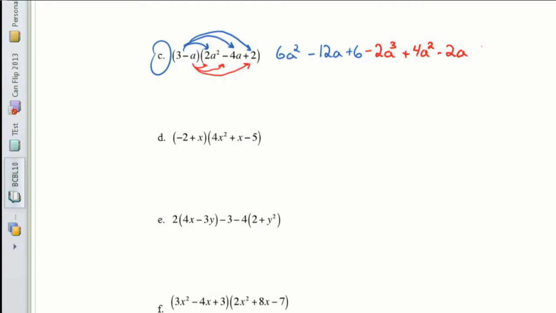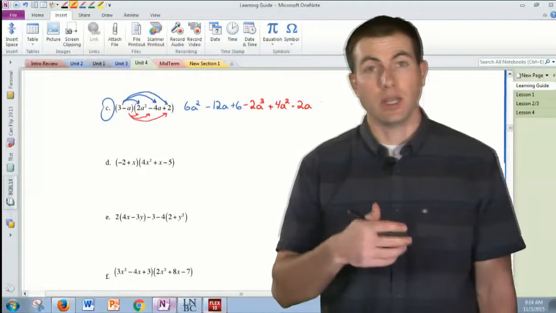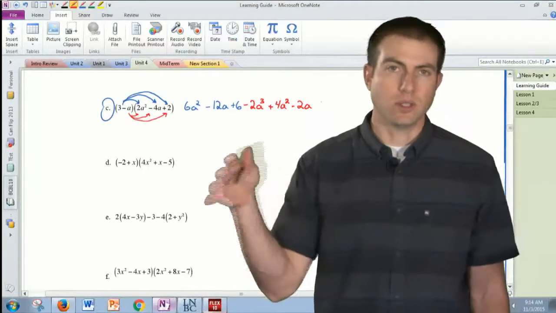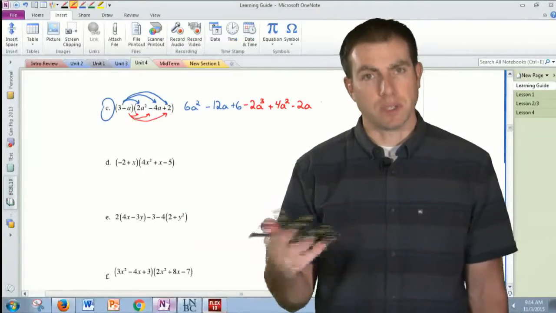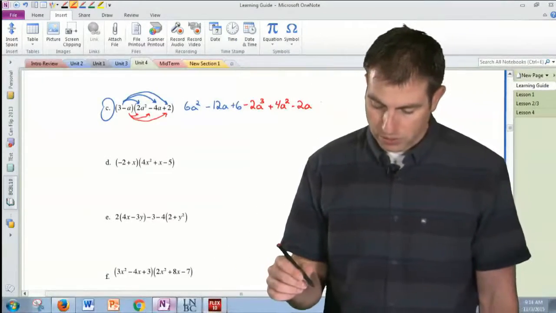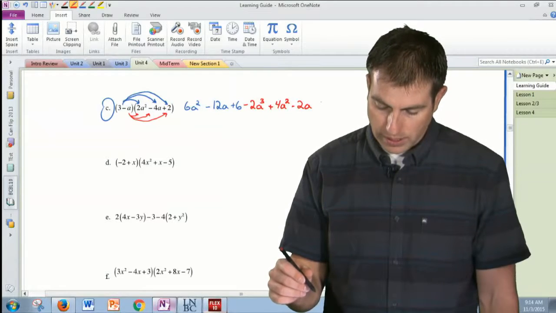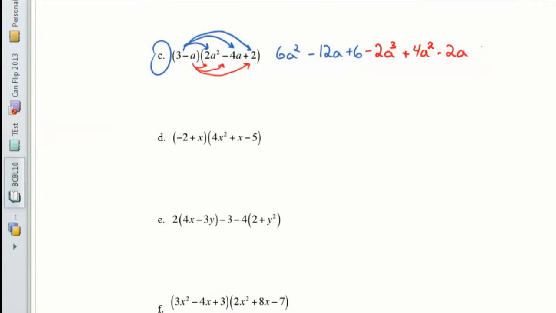So there's always 2 steps to these problems. You do the multiplication, so you kind of expand, and then you have to simplify. So it's expand and simplify. When I simplify, I'm combining like terms. So if I have any a squareds, I need to combine them together. If I have any a's, combine them.